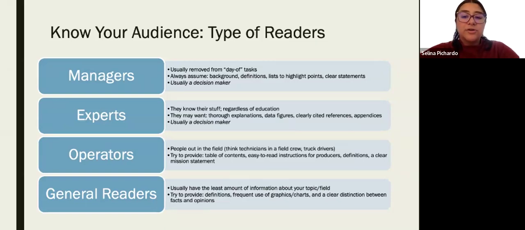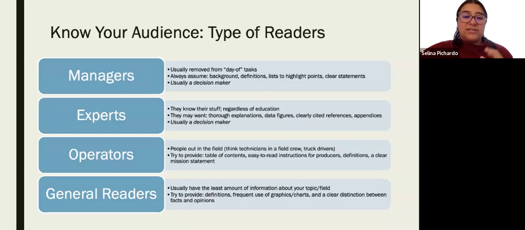The third group of readers are usually operators. Now, just because the first two groups are usually the most important and get the most attention, do not forget about the operators and your general readers. Operators can be anyone who puts the idea in your document into practice, okay? So these are people out in the field. Think technicians, a field crew, truck drivers. They are actually applying the theory in the field.